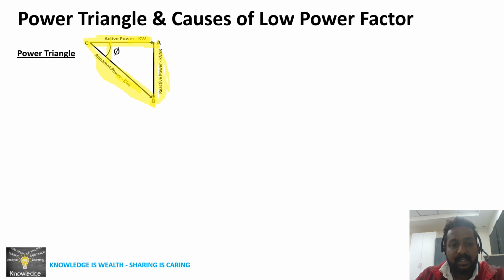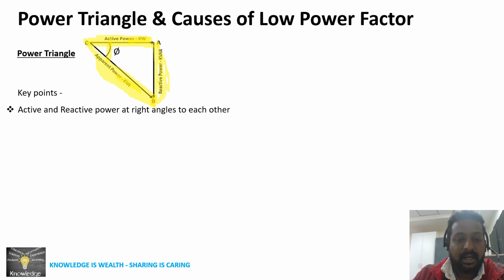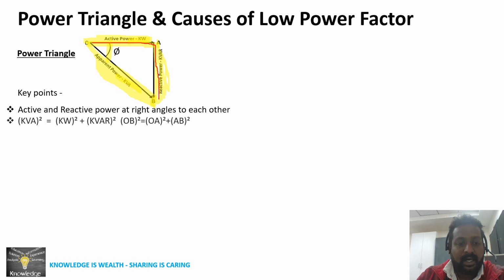So the key point we need to know is that active and reactive power are at right angles to each other, and kVA squared, OB squared, is equal to OA squared plus AB squared. That is, kVA squared is equal to kilowatt squared plus kVAR squared. One point you should always note: kVA is the rating and capacity of the equipment. It is always higher than kilowatt.